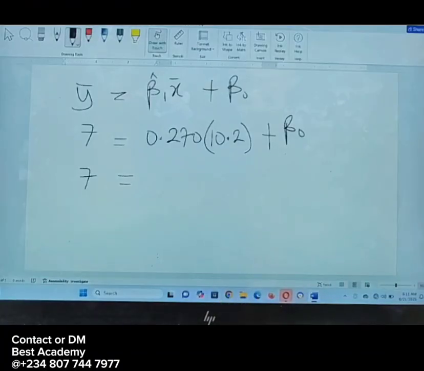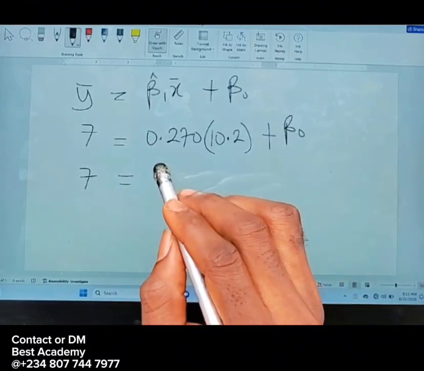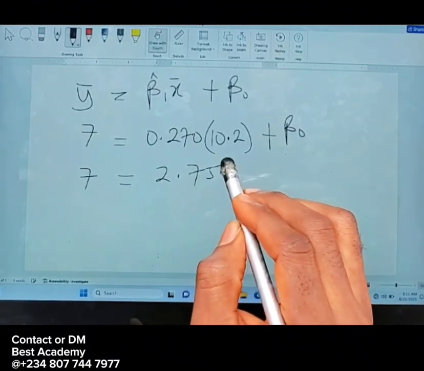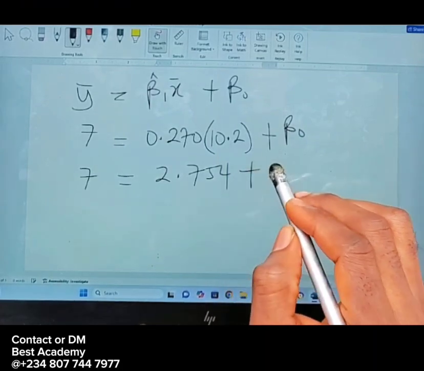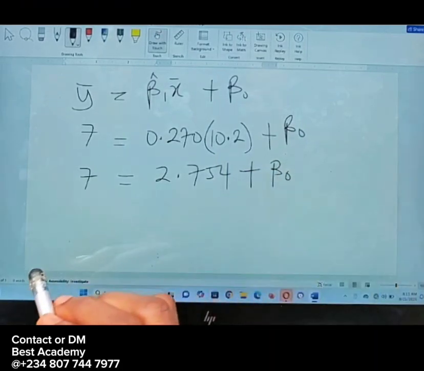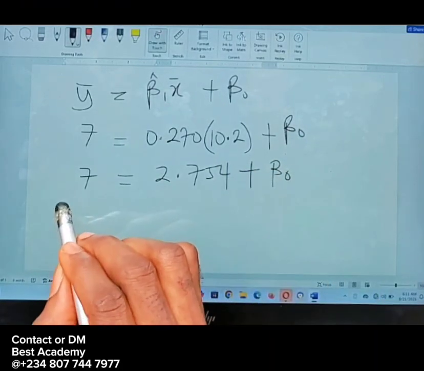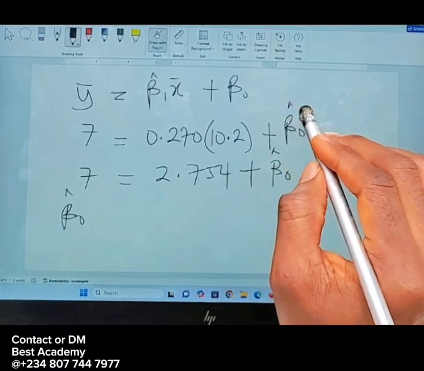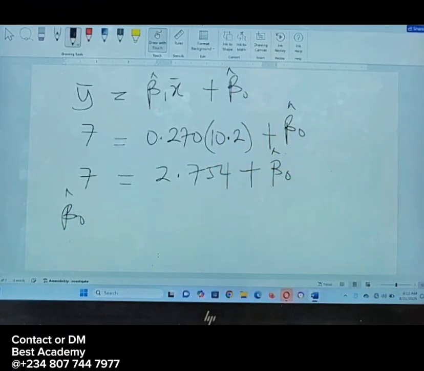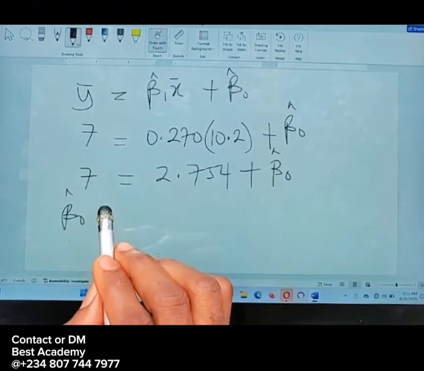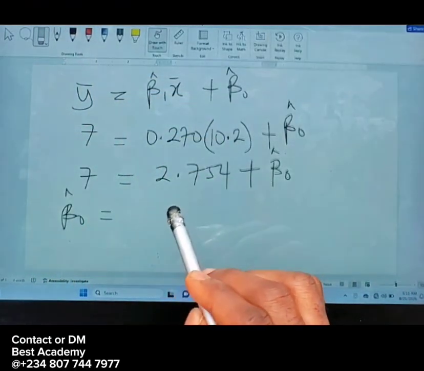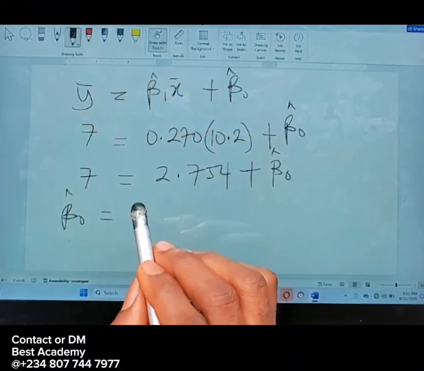10.2 times 0.270. We have this to be 2.754 plus beta naught. So let's make beta naught the subject. Our beta naught, by taking the hat, please don't forget the hat, our beta naught hat is said to be 2.0, making beta naught hat the subject.